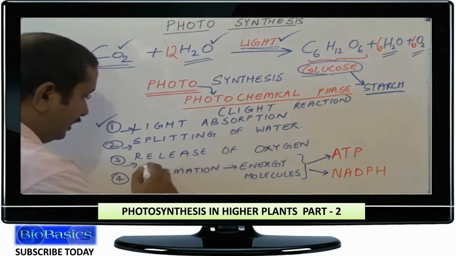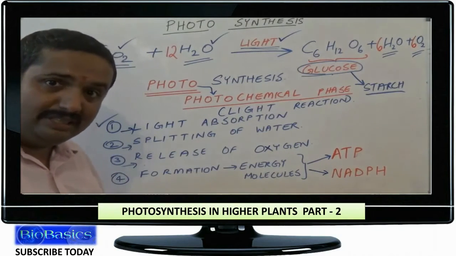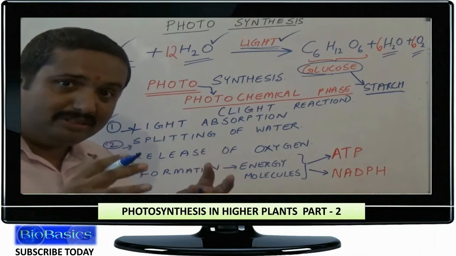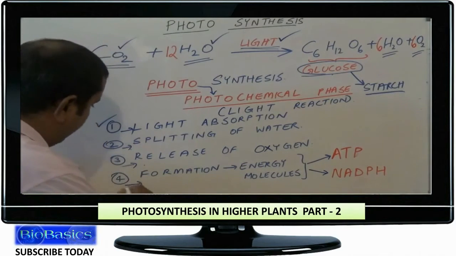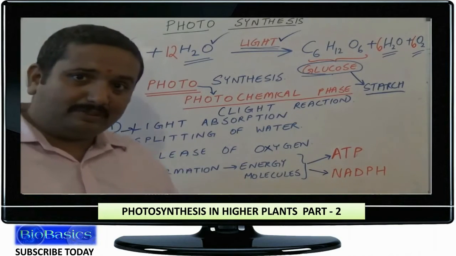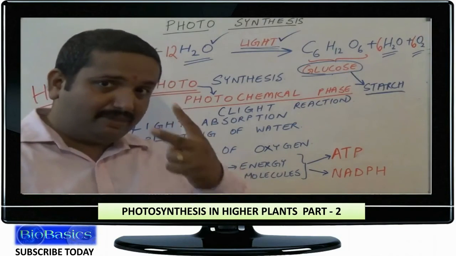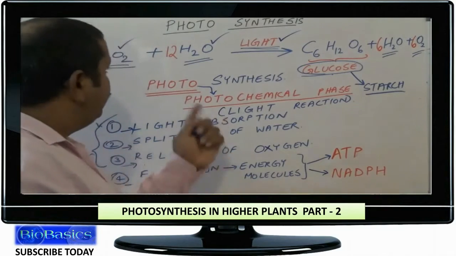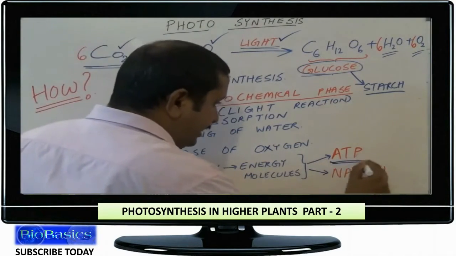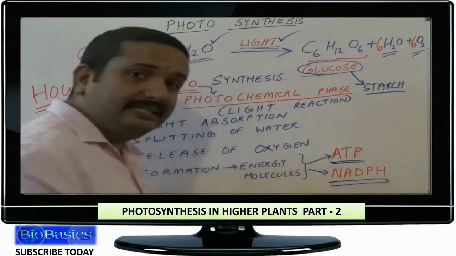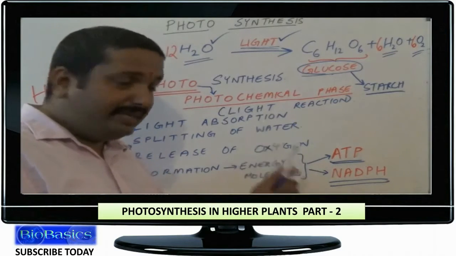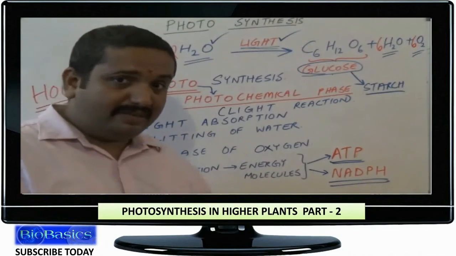So as I told you, we have a release of oxygen. We have the splitting of water. When water splits, we have a release of oxygen molecules. Now, what is the outcome of all these processes? The outcome of all these processes is the formation of two energy molecules. These molecules are required for the synthesis phase. Okay, those are ATP and NADPH. These two molecules will be formed in this light reaction, and that is why this particular process is very important.